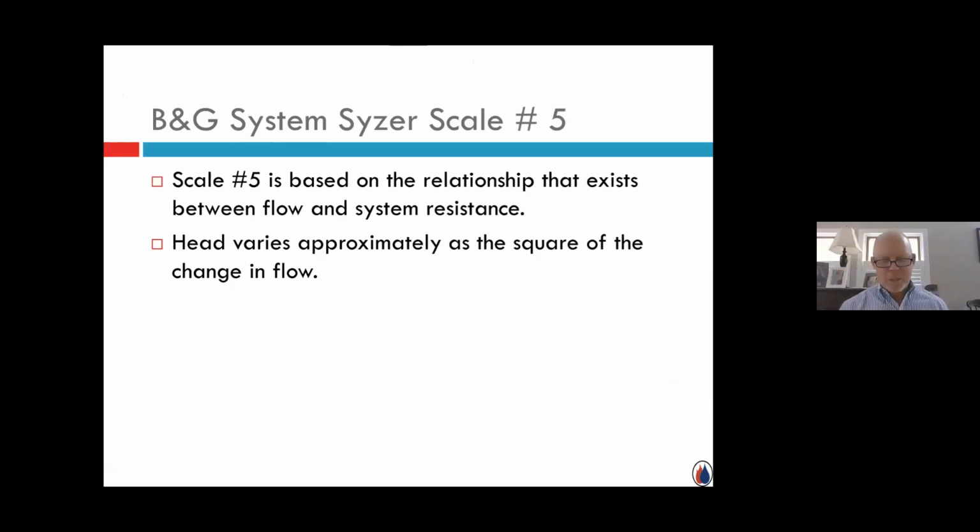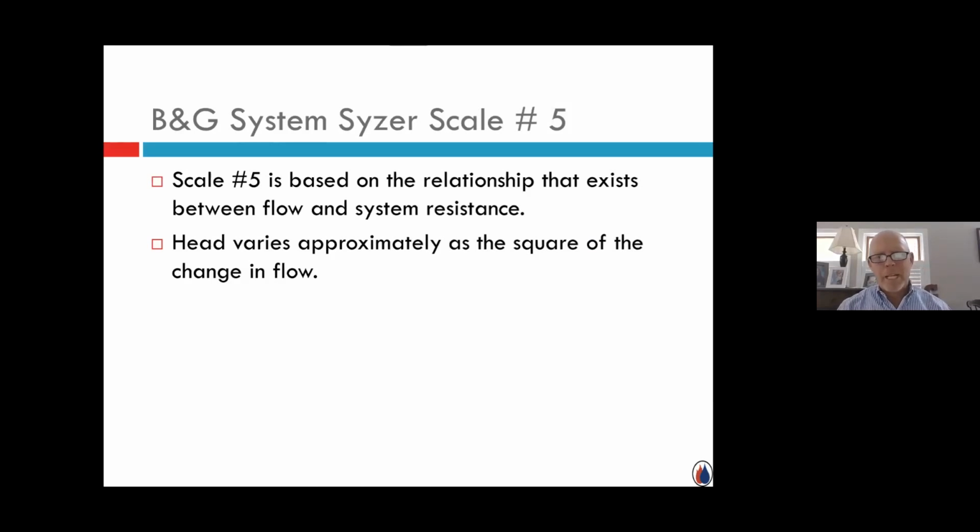So last scale, getting close to winding this down. Scale 5 is by far, it could be the most useful, and at the same time, especially at the beginning, the most confusing scale of the 5 scales that are on the System Syzer. Scale 1, 2, and 3, very useful. You can use them all the time out in the field, pipe sizing, pressure drop, checking, making sure, figuring out to select the pump. Scale 5 can be very useful, but like I said, it can be a little bit confusing.